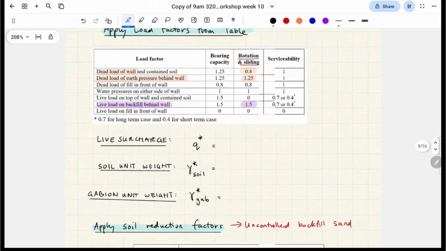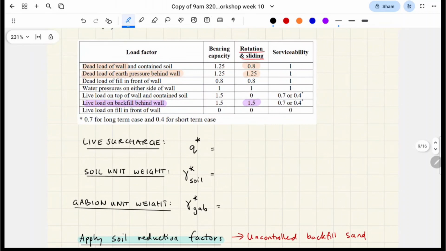Okay, so here's what we're going to do. We're going to call all of those values, whatever value, and then put a star, a little asterisk, next to it. That's going to imply that we've already factored it, okay? So we're going to multiply it by 1.5. That's the purple one there. And that's going to be 7.5 kPa. So that's our factored surcharge, right?